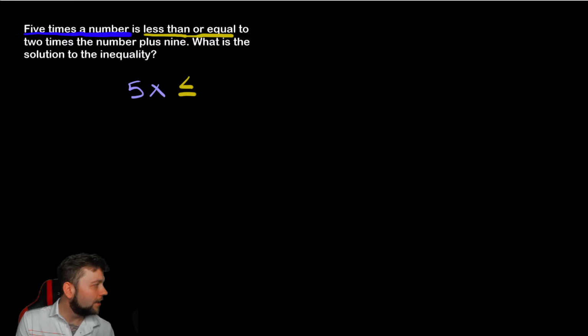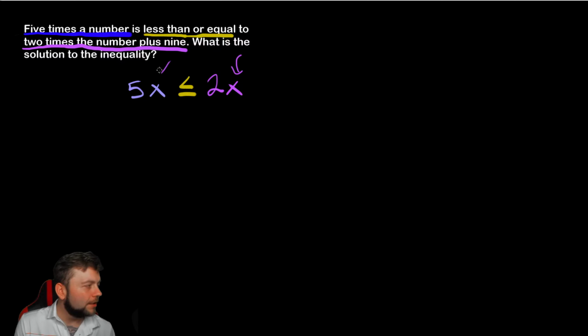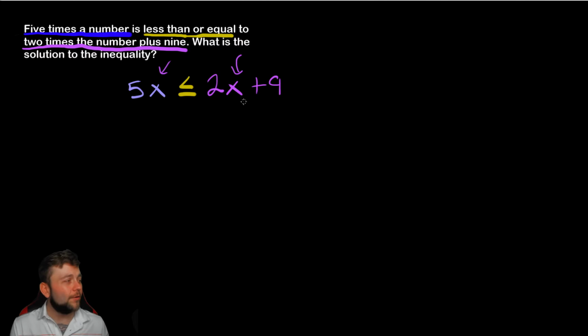So we'll do that in pink. So 2 times the number plus 9. So 2 times the number. So there's our number plus 9. And now we have our inequality, right? So 5 times a number is less than or equal to 2 times the number plus 9. Does everything look like it checks out? It looks okay to me.